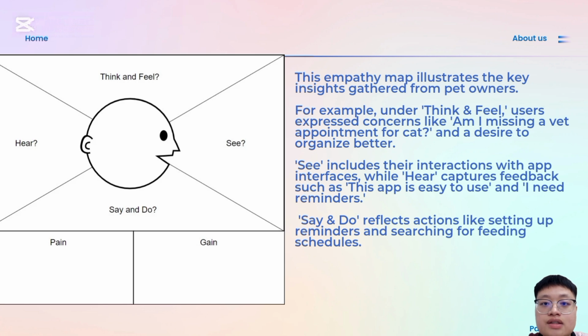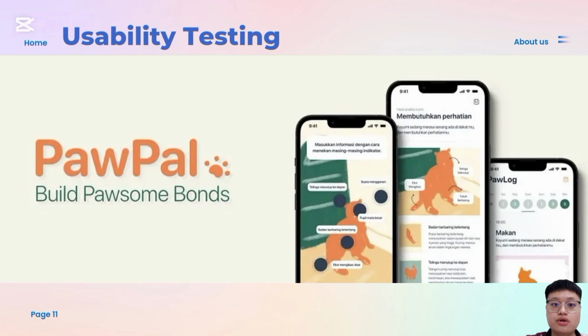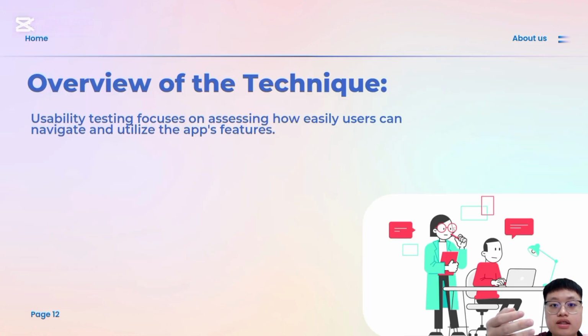For the see phase, it includes their interaction with the app's interface, while the hear phase captures feedback such as, this app is easy to use and I need reminders. Lastly, the say and do phase reflects actions like setting reminders and searching for feeding schedules. We are going to talk about usability testing. This technique focuses on assessing how easily the user can navigate and utilize the app features for their cats.